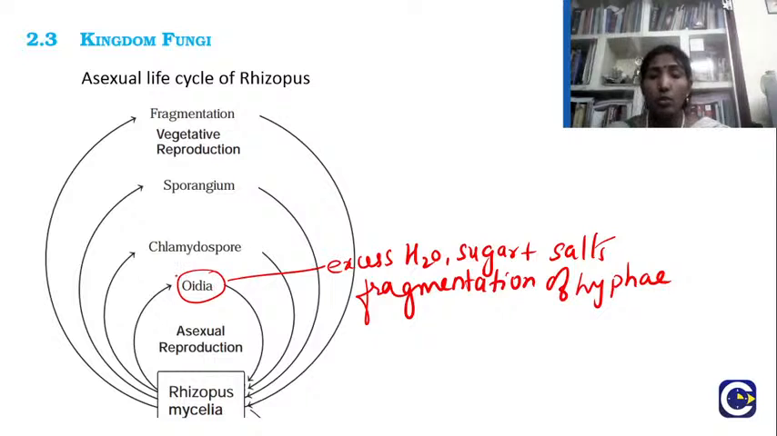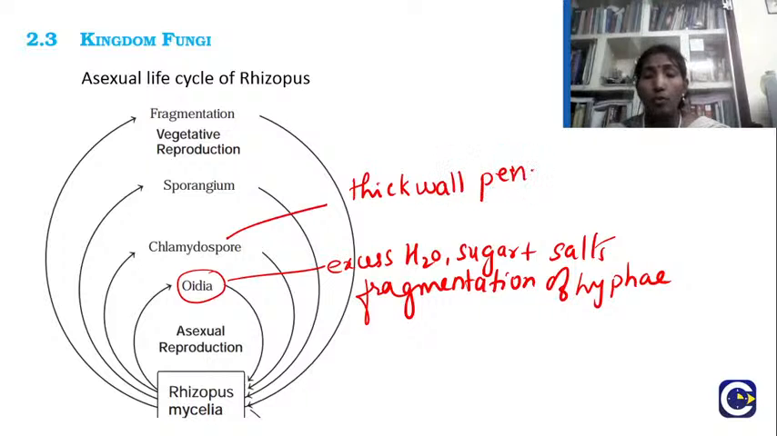Then we have what is called the chlamydospore. Chlamydospore is also another very thick walled, penetrating spore.